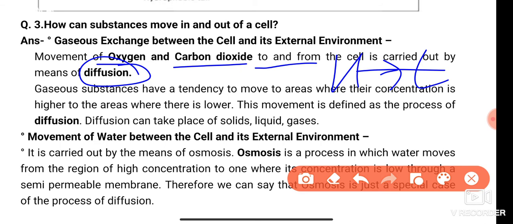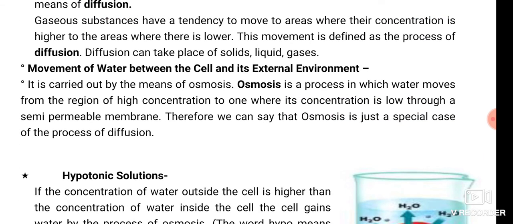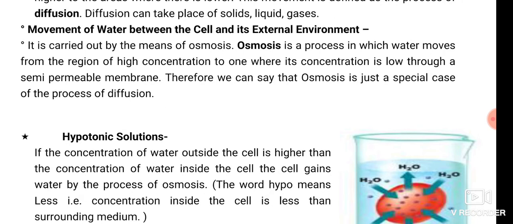Now, movement of water between the cell and its external environment. When liquid moves from higher concentration to lower concentration across a cell membrane, it is called osmosis.